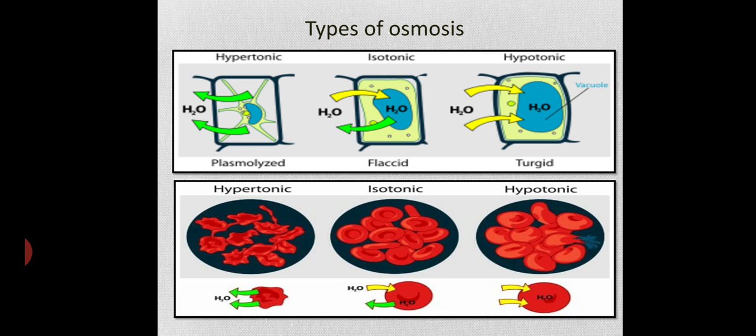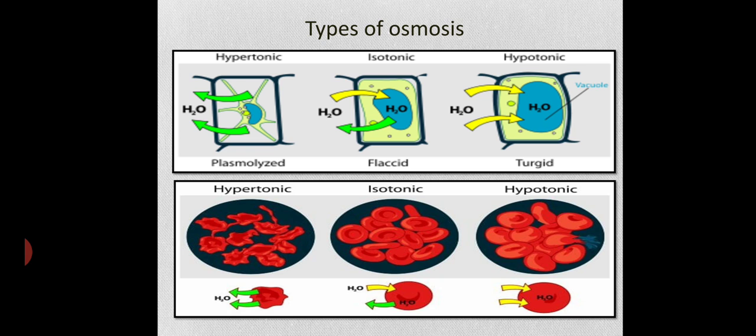If a plant cell or animal cell is kept in such kind of solution, then all the water will be shrunk out from the cells. Okay, so this is the hypertonic solution.